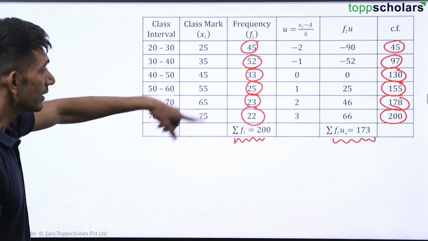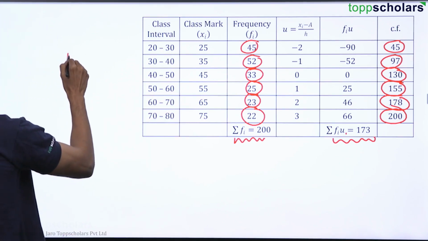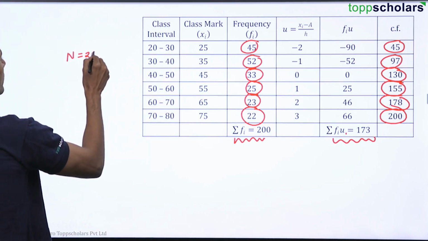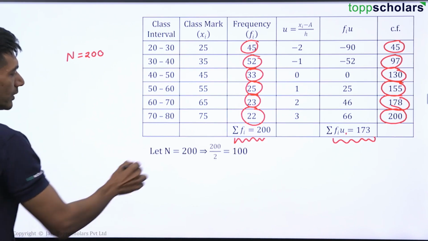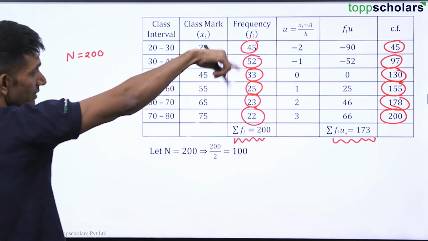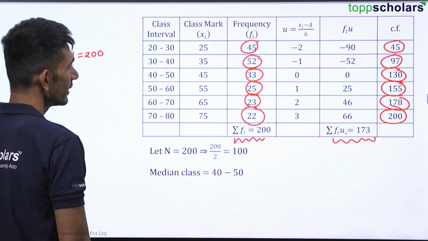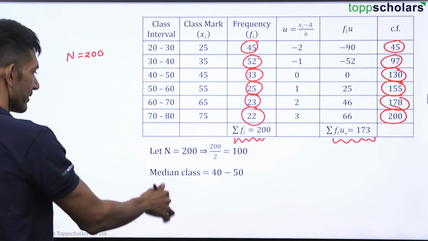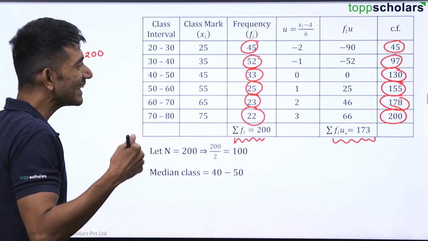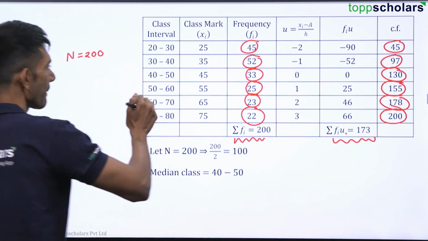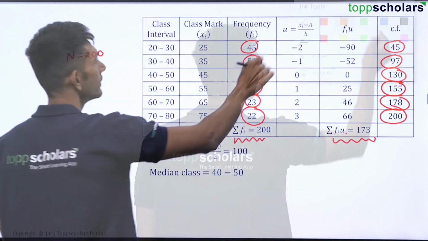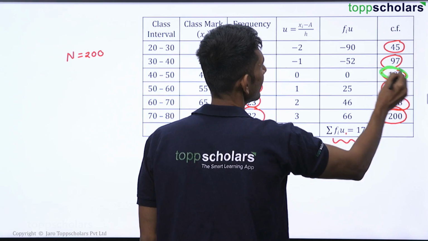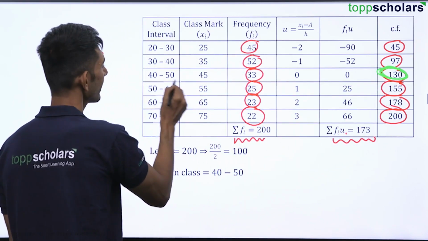So for median, n is how much? N is 200. So we will do n by 2. N by 2 will be 100. Which is the value closer to 100? Can I say the value closer to 100 and slightly greater than 100 is 130? Correct? 130 is greater than 100. So this is my median class.